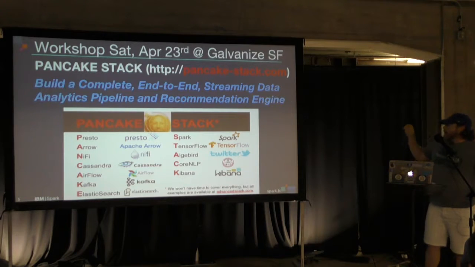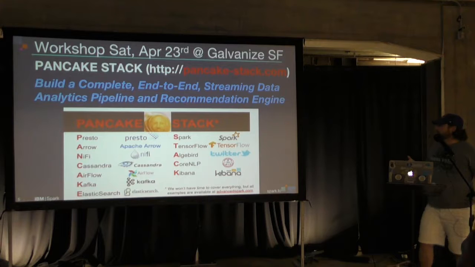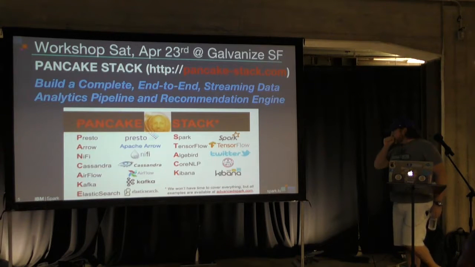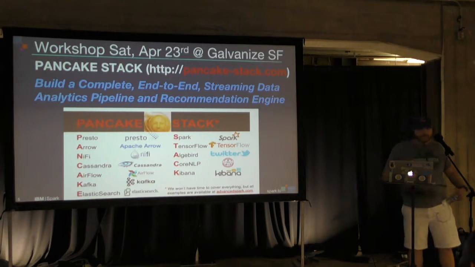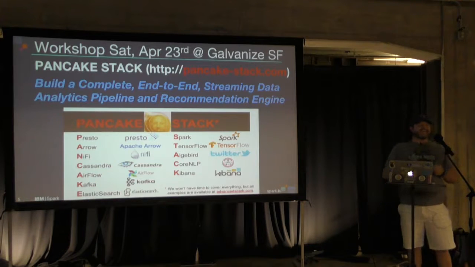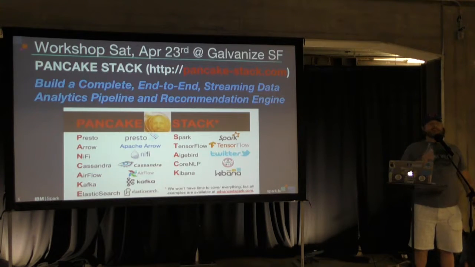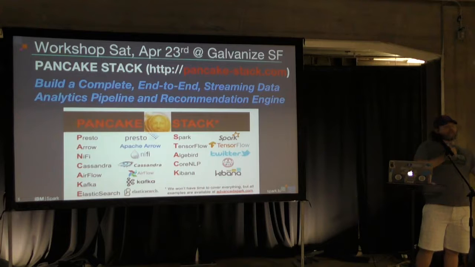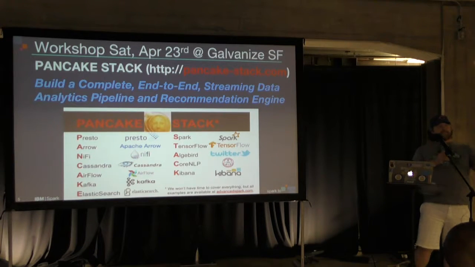But yeah, the A's are for Arrow, Airflow. We've got Algebird, Core NLP, NiFi. We'll talk about Elasticsearch, right? And of course, Kafka. Do people use Kafka here? Who doesn't use Kafka right now? I'm curious, what do you use if you don't use Kafka? Do you have any streaming stuff going on right now? You? No? Okay.